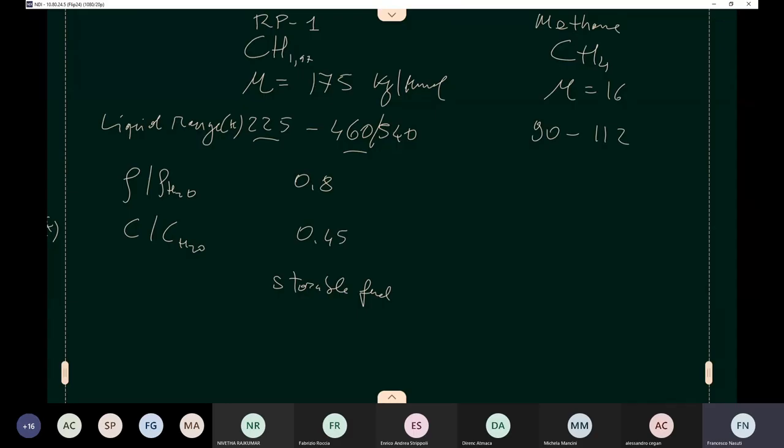And also being a light fuel, it provides better performance because it's light, but it also has low density. So we have here more or less 0.44, which is almost half the water compared to 7% that was hydrogen. But of course, you see that it's also more or less half than what we have with RP1.